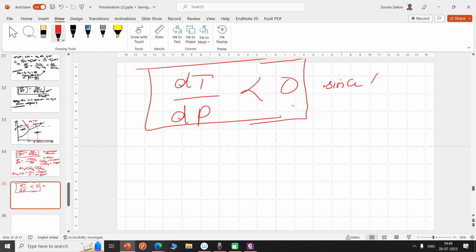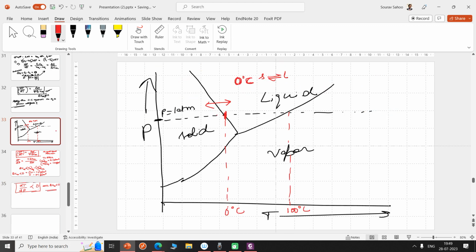Since my delta Vm is less than 0, if we go back to the water diagram, we'll see that the solid to liquid phase transition boundary has a negative slope. So this dP by dT is less than 0 at this point. The reason is because the final volume, the liquid volume, is lower than that of the solid volume, or the initial volume.